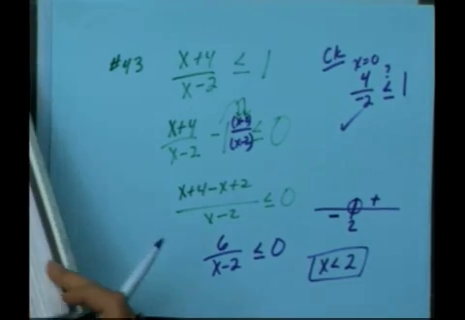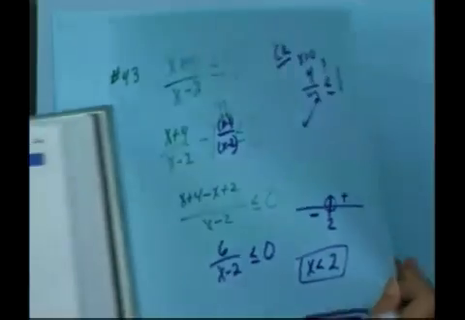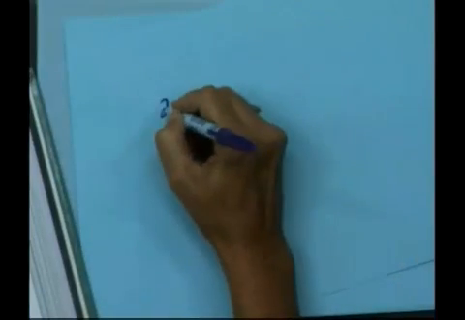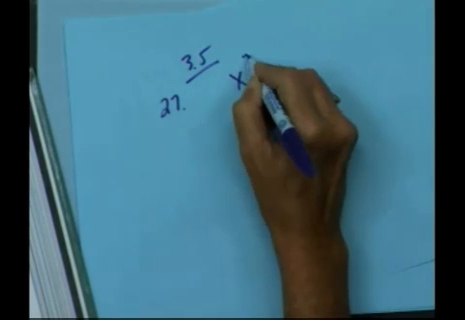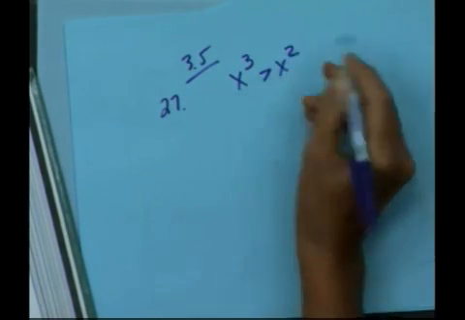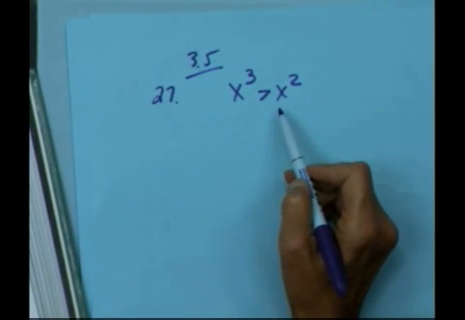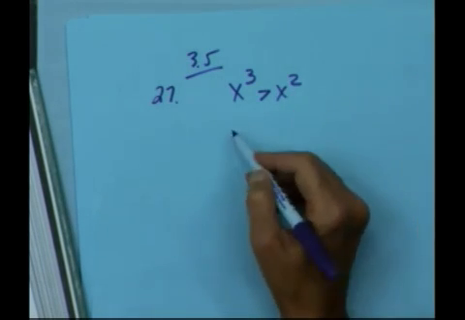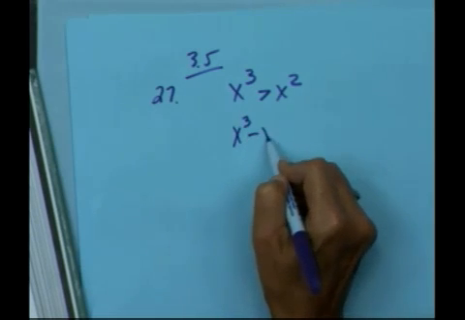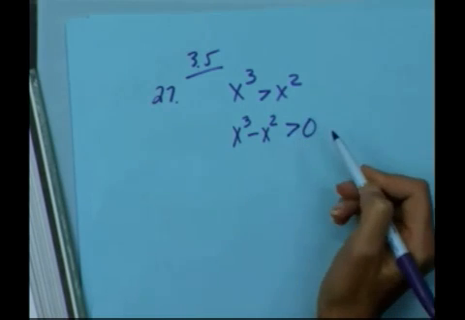Okay, the question is about number 27 again. Let me get you started on it. We're still on 3.5. It's x cubed greater than x squared. What's the rule when you start to solve an inequality? Equal to 0. What has to be on one side? 0. So x cubed minus x squared greater than 0.